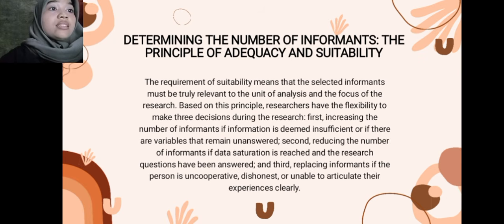Based on this principle, researchers have the flexibility to make three decisions during the research. First, increasing the number of informants if information is deemed insufficient, or if there are variables that remain unanswered. Second, reducing the number of informants if data saturation is reached and the research questions have been answered. And third, replacing informants if the person is uncooperative, dishonest, or unable to articulate their experience clearly.